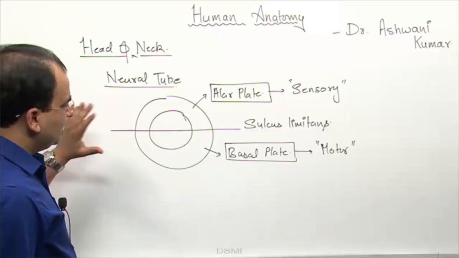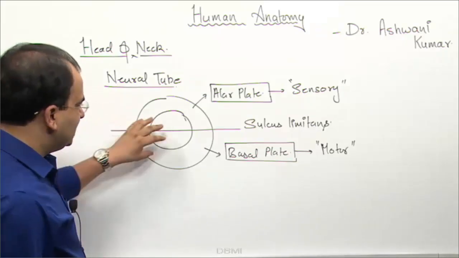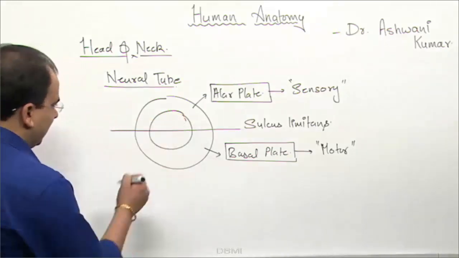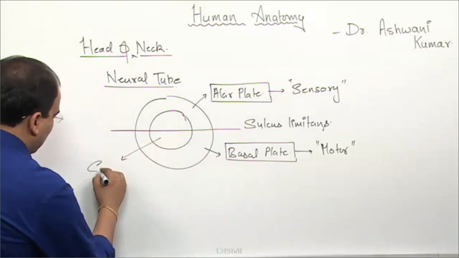Now this is the neural tube we are considering here, and let's say this cavity inside will give rise to the central canal of the spinal cord.